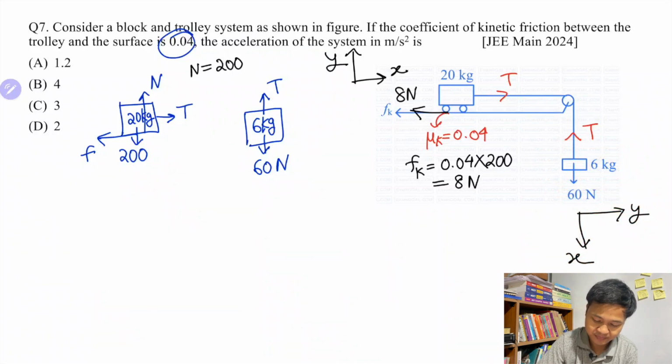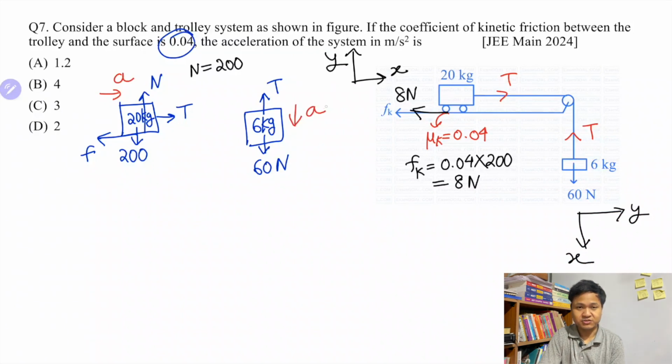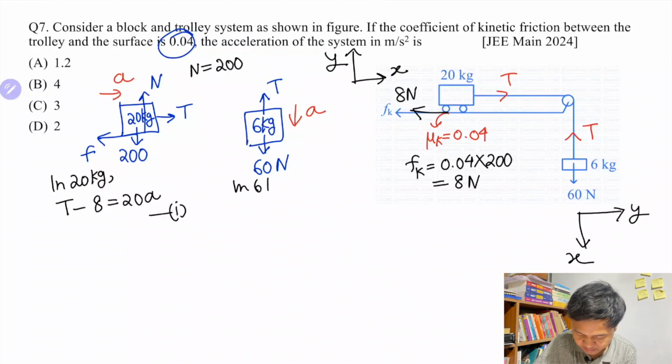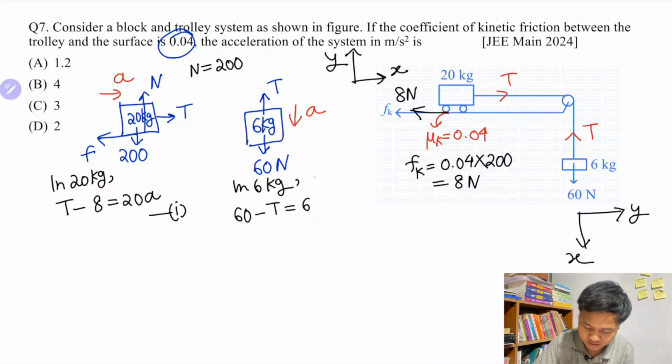Let's say they go down with acceleration a. Since the string is inextensible, both blocks have the same acceleration. Write the force equation for the 20 kg block: T minus friction force 8 equals 20 into A. This is equation 1. For the 6 kg block, downward is positive, so 60 minus T equals 6 into A, that is mA. This is equation number 2.